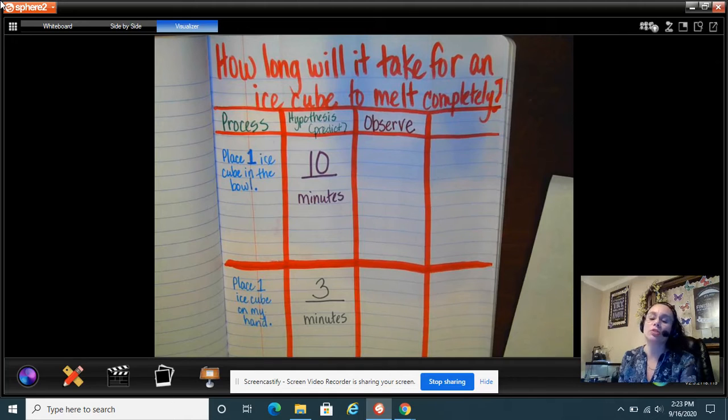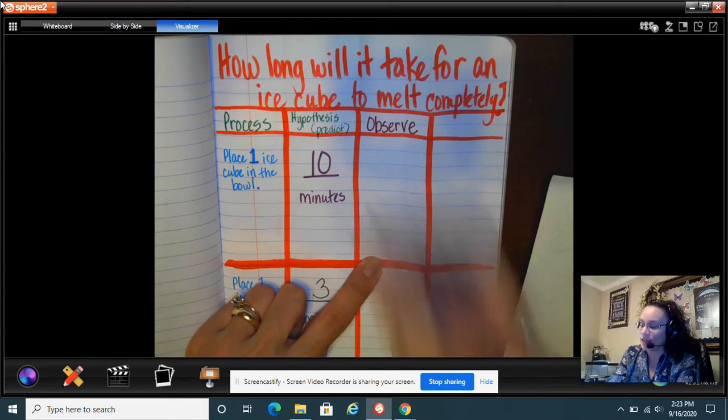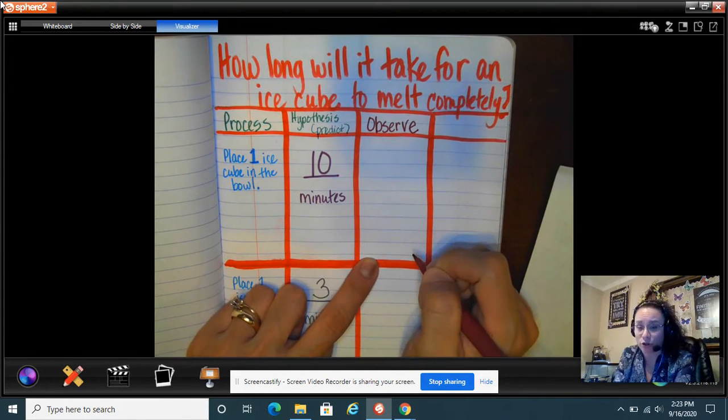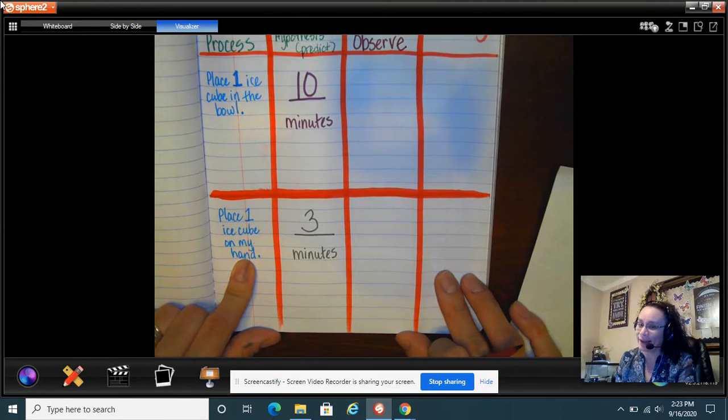Okay. You're going to observe what happens when you place 1 ice cube in the bowl. You see all these lines you have here. You're going to describe exactly what happens. These are your notes. Then you're going to put it on your hand. Now, this is where you're going to have wet hands, right?